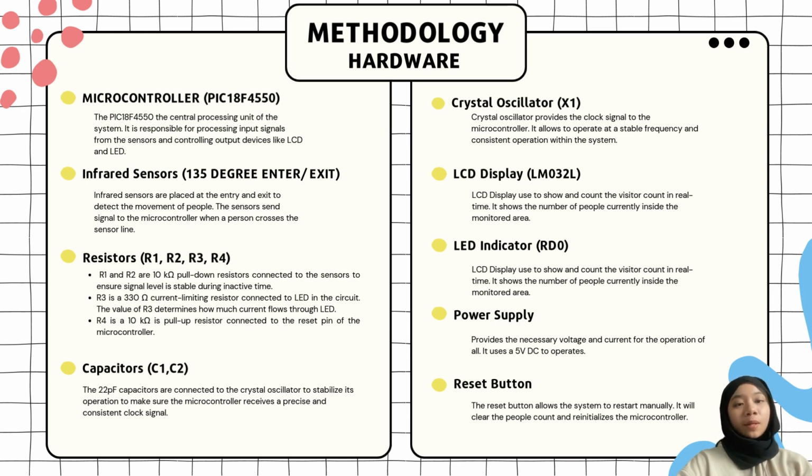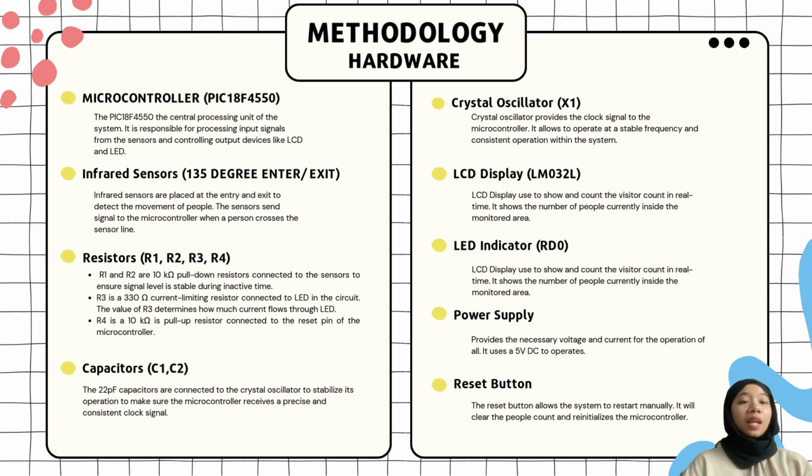So today I'll be explaining the key hardware components of our system and how they work together to make everything function smoothly. The first one is the microcontroller. The microcontroller, which is PIC 18F4550, acts as the central processing unit of our system. It processes input signals from the sensor and controls the output devices such as the LCD and LED to ensure smooth operation.